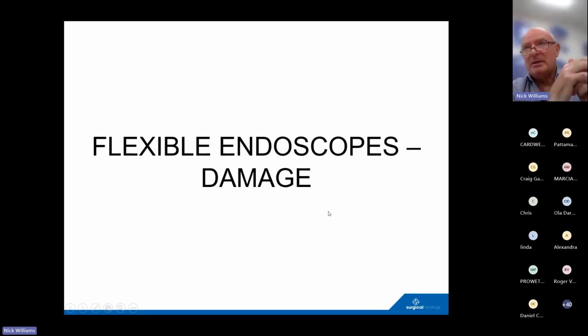So that's a very brief review of some of the procedures to give you a feel for where these scopes are used. I've already highlighted they're expensive, and I've already highlighted that damage can be expensive. So we'll just talk a little bit about damage that can occur.